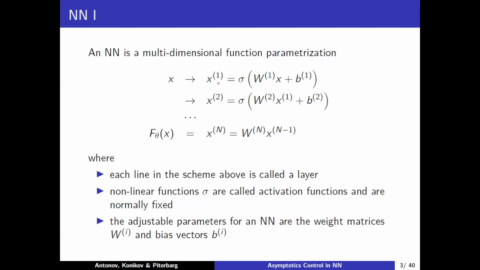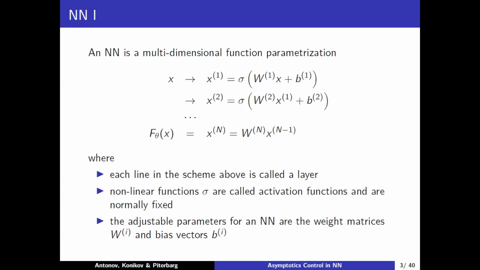layer value. Then we do the same thing with this first layer. We do this iterative procedure: we apply a matrix, we add a bias vector to get the second layer, and so on. Finally, after some number of iterations, we get a function f of x parameterized with theta. Parameters theta include the weights w and the biases. And this is actually our neural network.